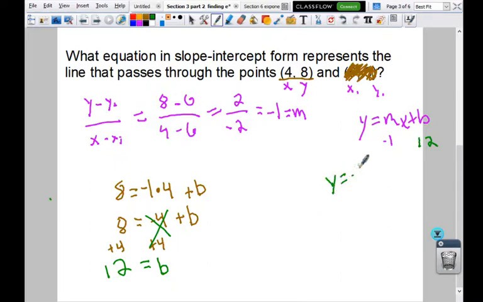So y equals negative 1, and then I got x, and then a plus 12. So even though I did all this work, I need to actually have this for my final answer. This is my final answer. If you didn't write this down, you would be wrong, even if you worked really hard and found your M and found your B. So make sure you do this one.